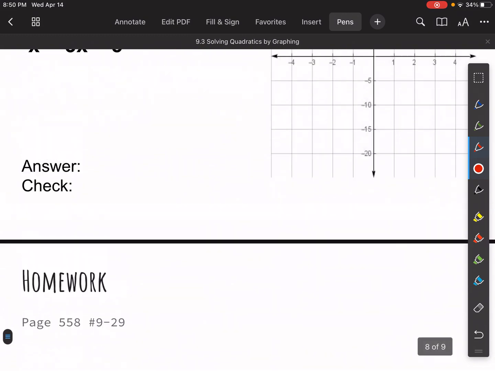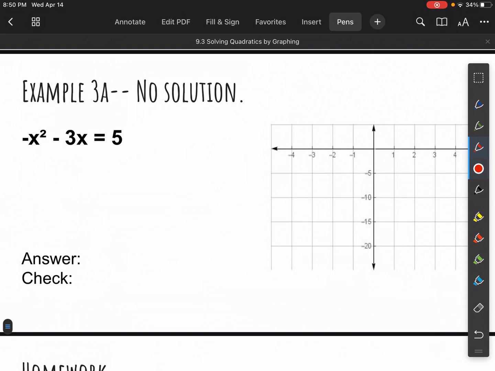And then I have to give you one at least that has a no solution. So this one will be a no solution. Let's just see what happens with this one. So for this one, we can move this 5 over, and when we do that, we get negative x squared minus 3x minus 5 is equal to 0.